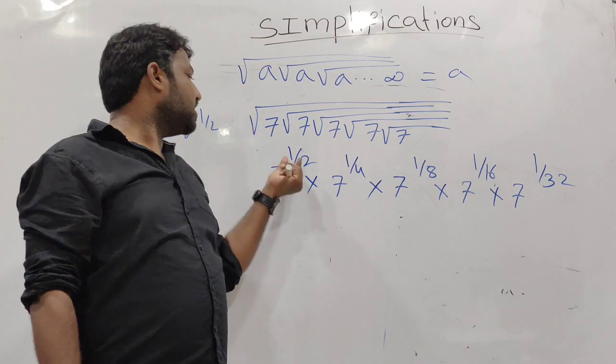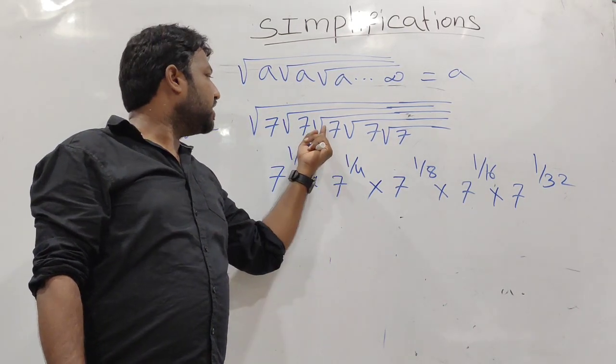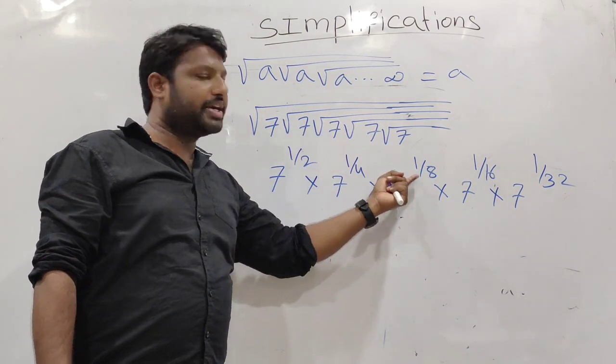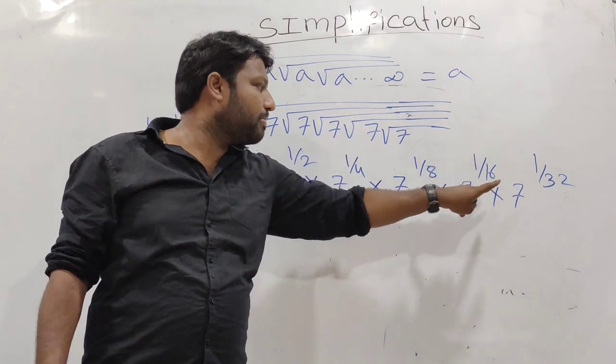Okay, so 1 root is there, I am writing 1 by 2. Here, for this 7, 2 roots are there, so 1 by 4. Here 3 roots, 1, 2, 3, so I am writing 1 by 8. Here, how many roots for this 7? 1, 2, 3, 4. 4 roots are there, so I am writing 1 by 16.